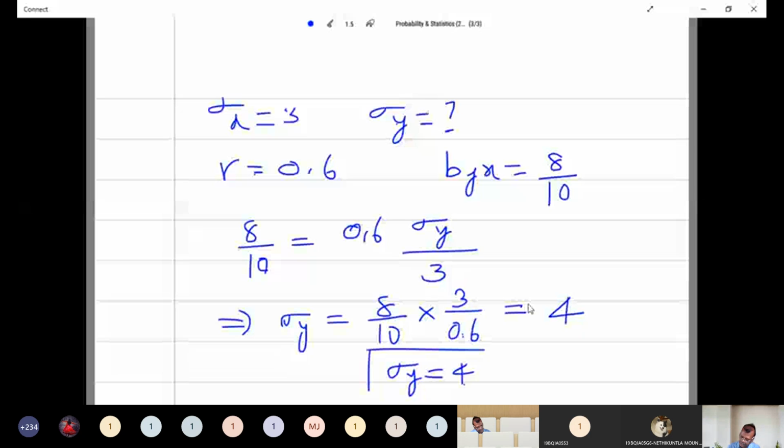This is the way that we have to find out the x bar, y bar, that is the means of the x series and the means of the y series. Similarly, the correlation coefficient as well. If one value is given, you can find out the other value also. Okay. Then move into the next problem.